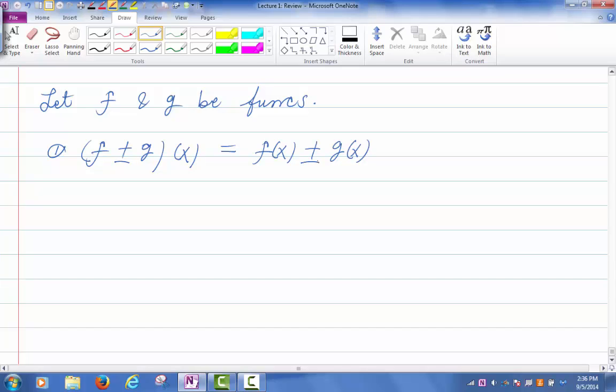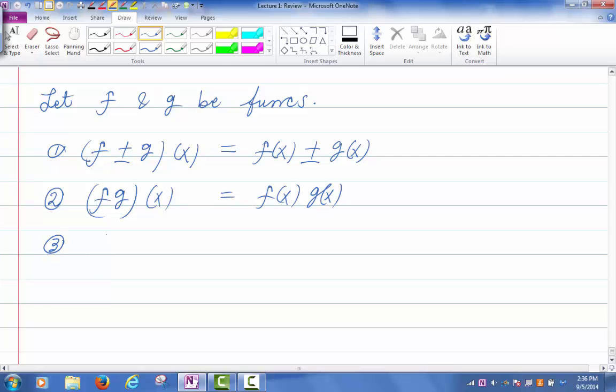Okay, so that's what I mean by f plus or minus g of x. Two, what is f times g of x? That is f of x times g of x. So this function basically calculates the values of the two functions separately and then multiplies them.